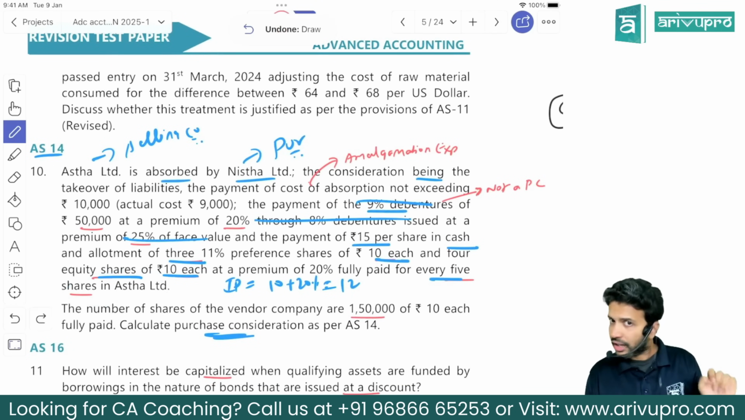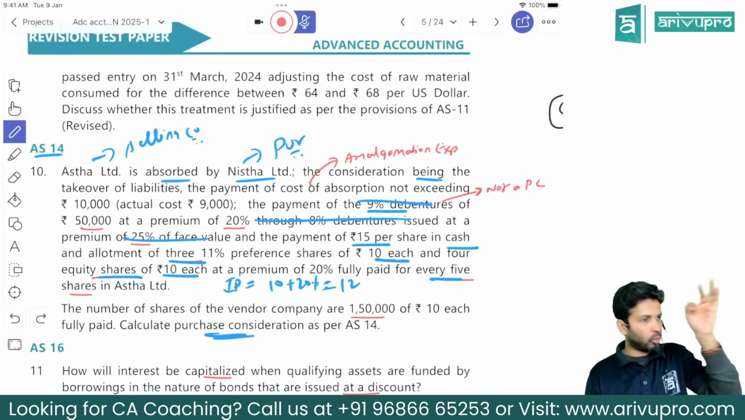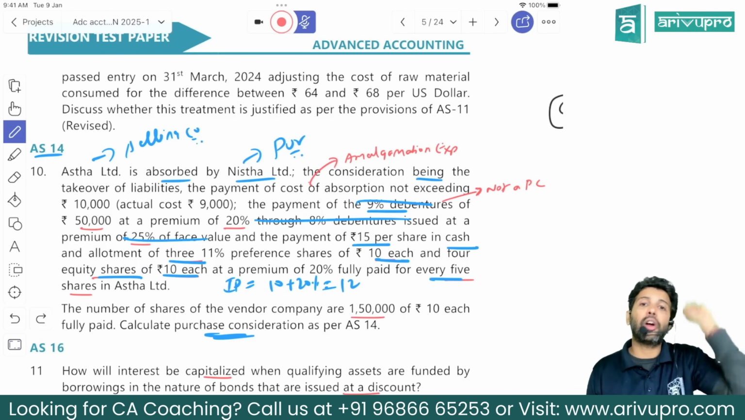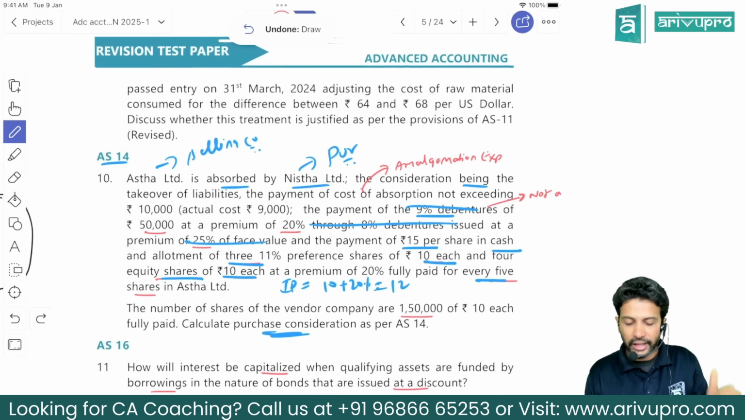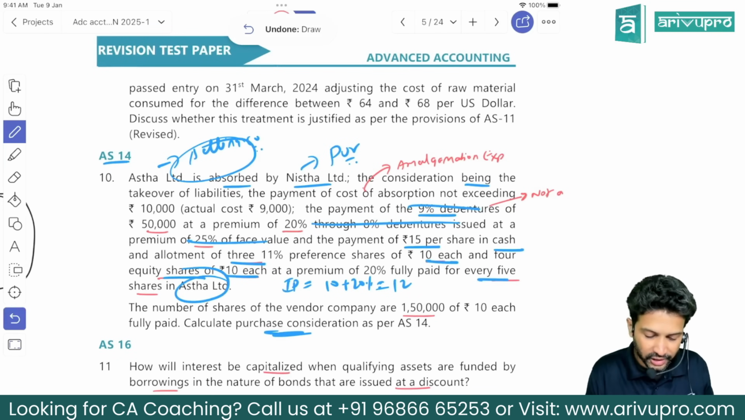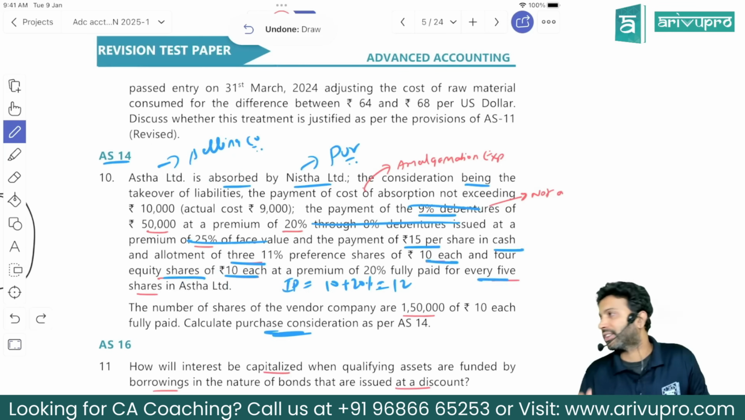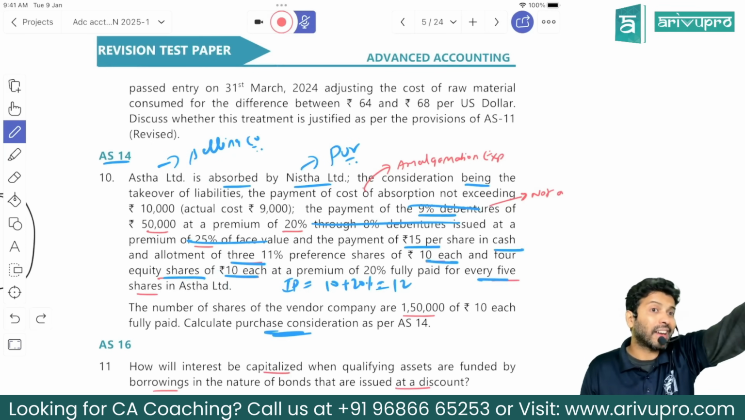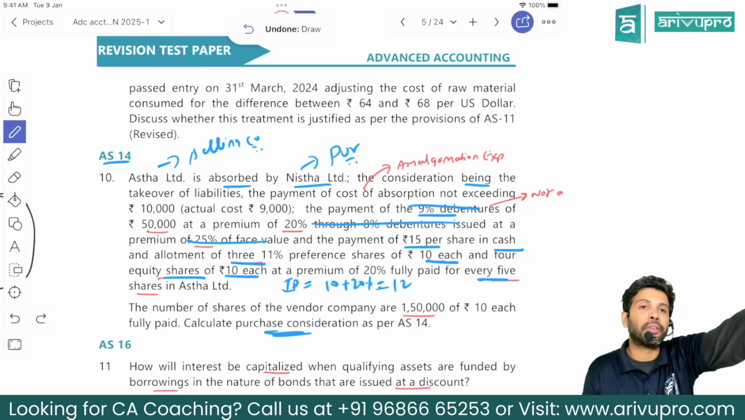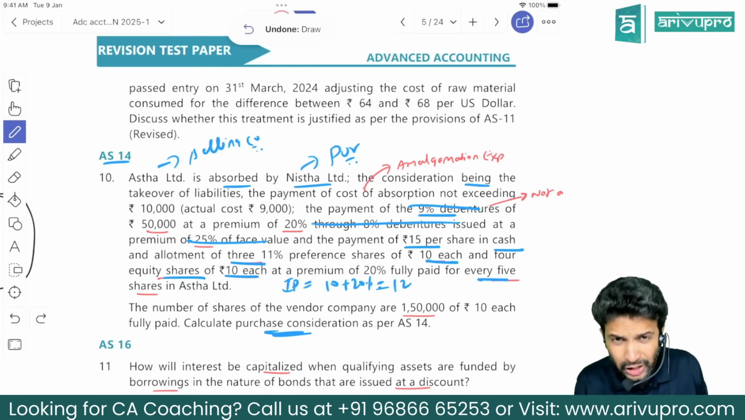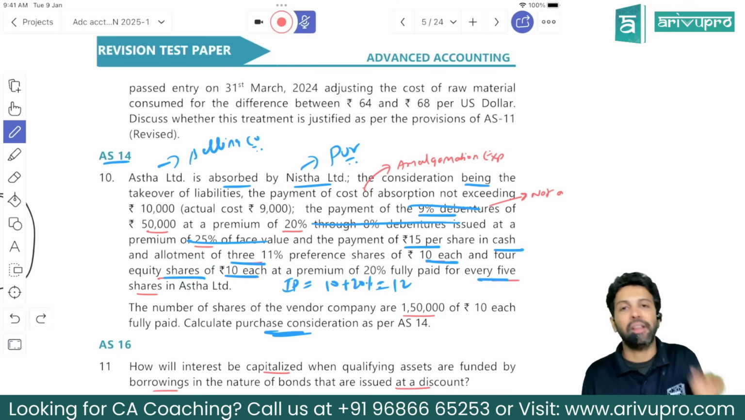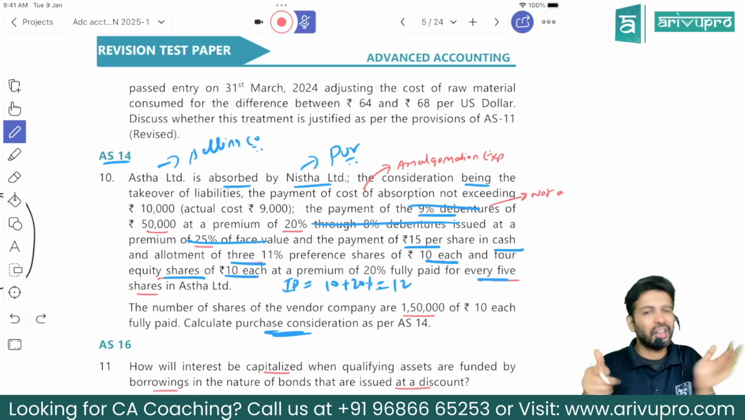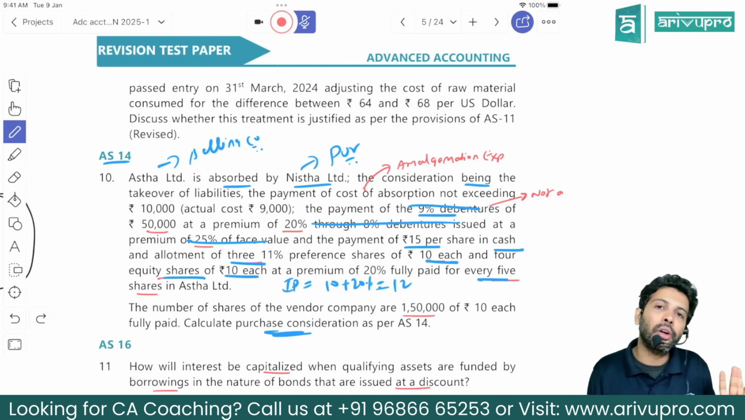So if Asta's shareholders own any shares, they'll get 3 components. Can you tell me what and all? Equity shareholders of the selling company, that is Asta, will get 3 things from the purchasing company. One, cash. Another one, preference shares. Another one, equity shares. 3 components are given to equity shareholders of the selling company. Is this PC? Very much yes. Can we calculate that one by one? Everybody good?